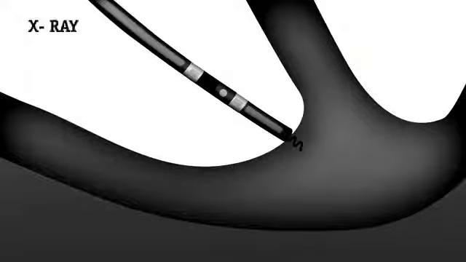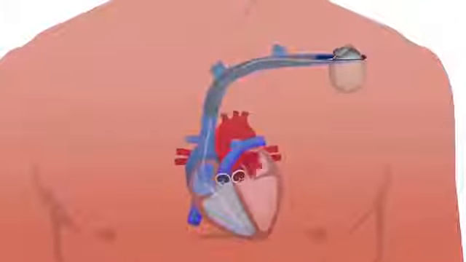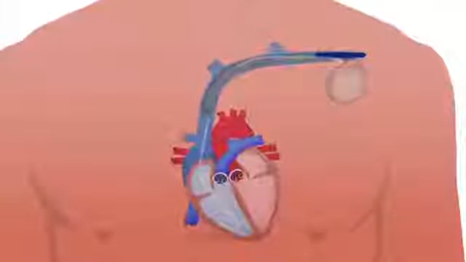On the upper left side of the chest near the collarbone, a pocket is formed under the skin where the ICD is fitted. The lead or leads are then attached to the ICD.